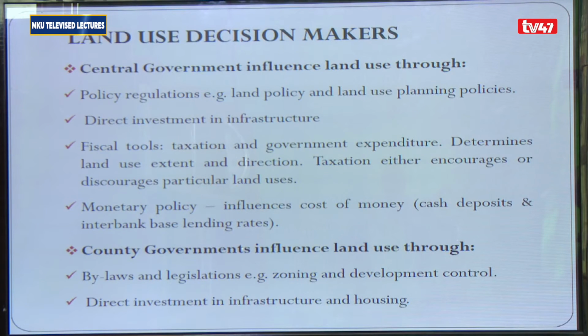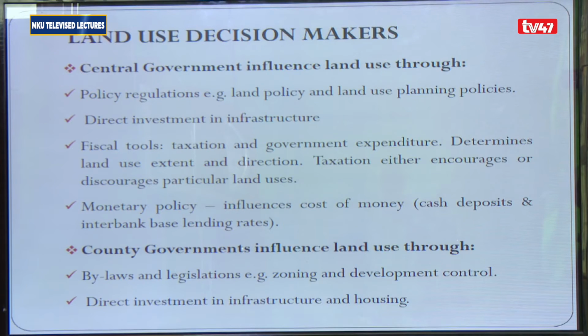Let's talk now about land use decision makers, who are the individuals or entities that make decisions regarding how land is used. Let's start with central government and how it affects the process of decision making or how land is used within a given area. This is done through policy regulations, and here we can talk about the land policy, and later on you will be taking a unit by the name land policy, whereby you are going to get deeper into the issues or policies that guide how land is managed and how land is used within a given jurisdiction.